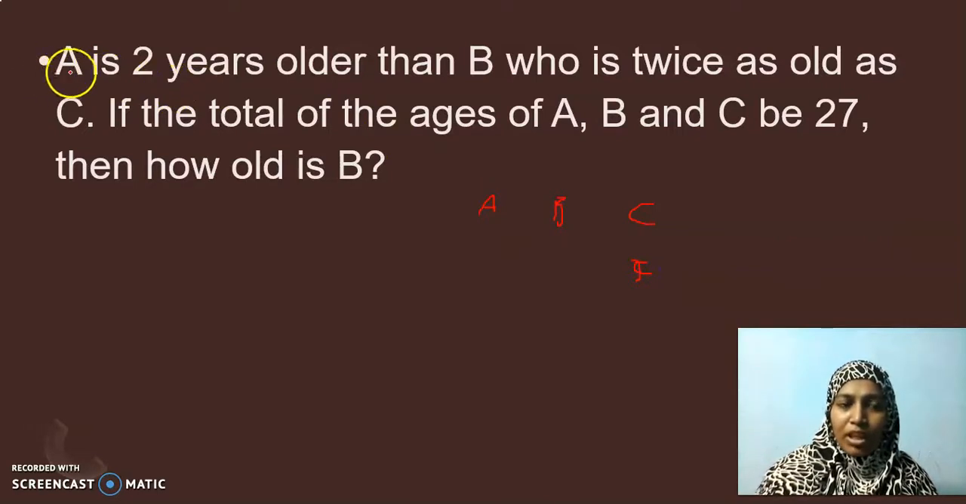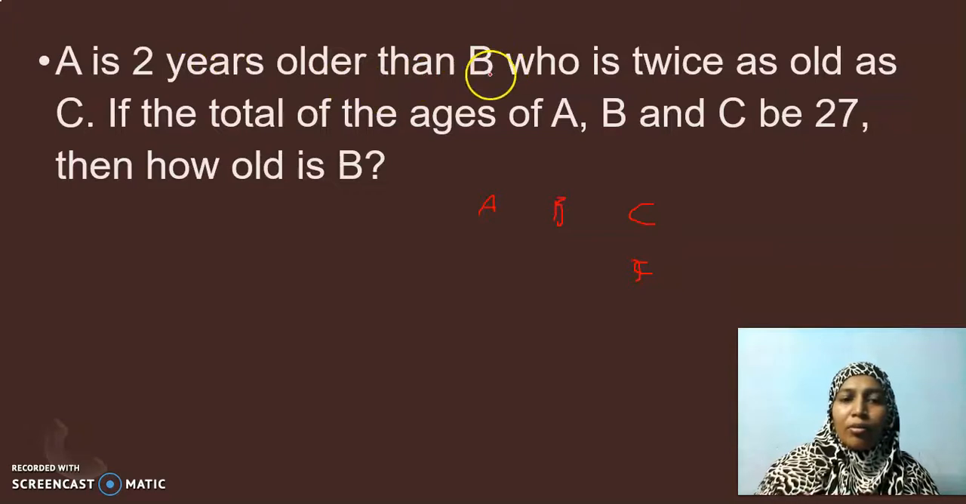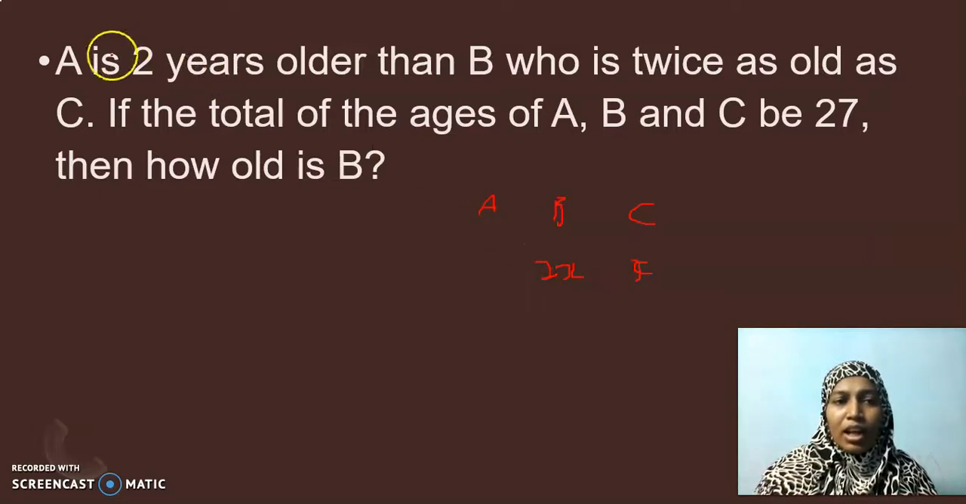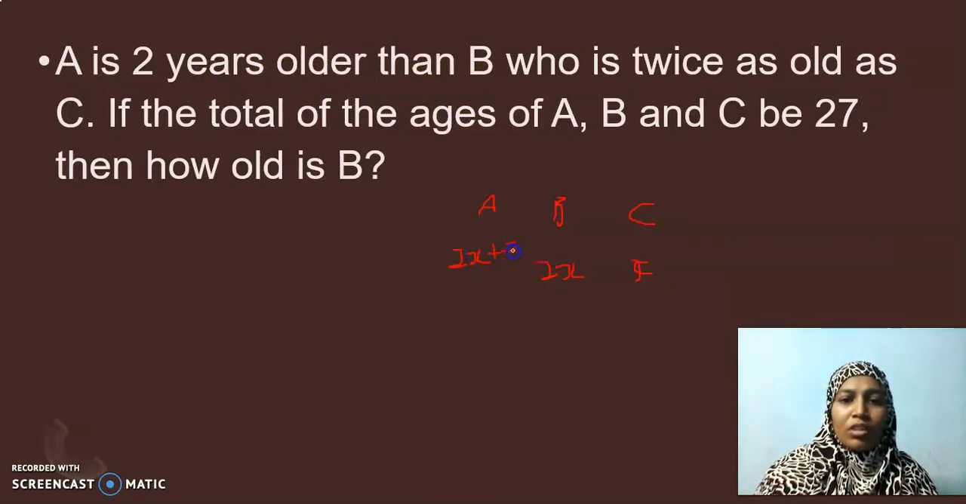So I repeat the question again. A is 2 years older than B. B is twice as old as C, so if C is x, I write B as 2x. What about A? A is being compared with B. He is 2 years older. So A's age will be 2x plus 2. What is the next sentence? If the total of the ages of A, B and C is 27, then how old is B?